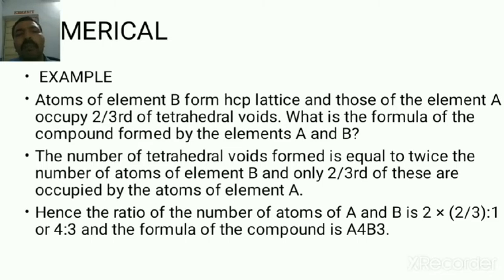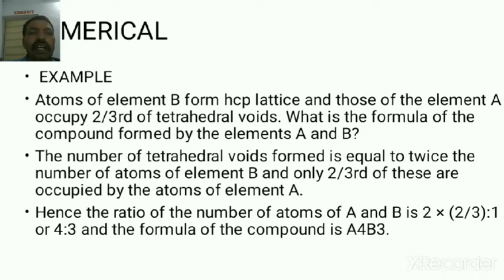How is the formula of a compound calculated? See this numerical. Atoms of element B form a CCP lattice, CCP arrangement, in which the coordination number is 12 and the packing efficiency is 74%. And those of element A occupy 2/3 of the tetrahedral voids. What is the formula of the compound formed by elements A and B?